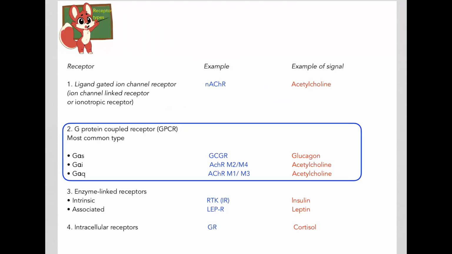So hopefully these examples will give you a good idea of the structure and functioning of these ligand-gated ion channel receptors that are also called ion channel linked receptors or ionotropic receptors. In the next video, we shall look at the GPCRs.